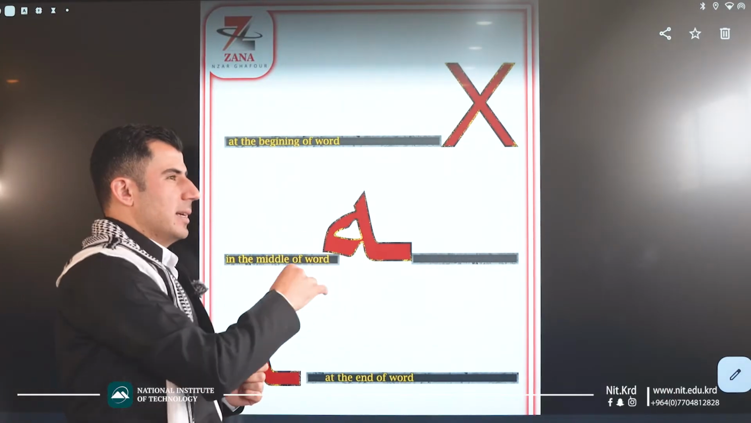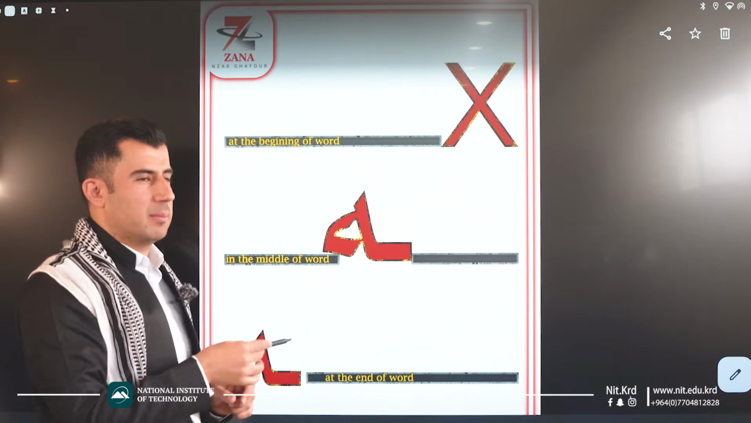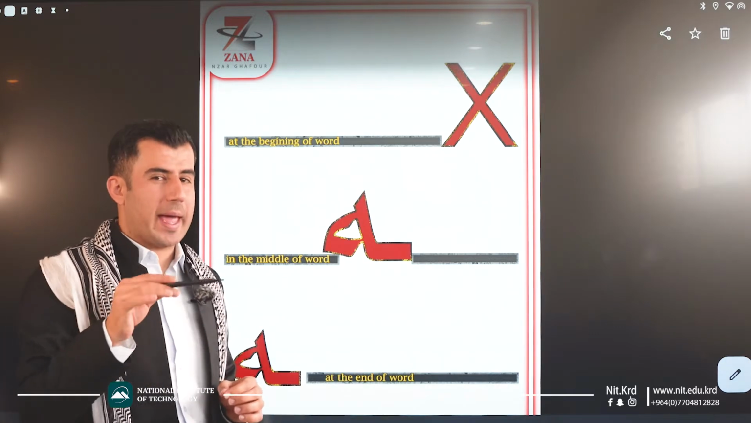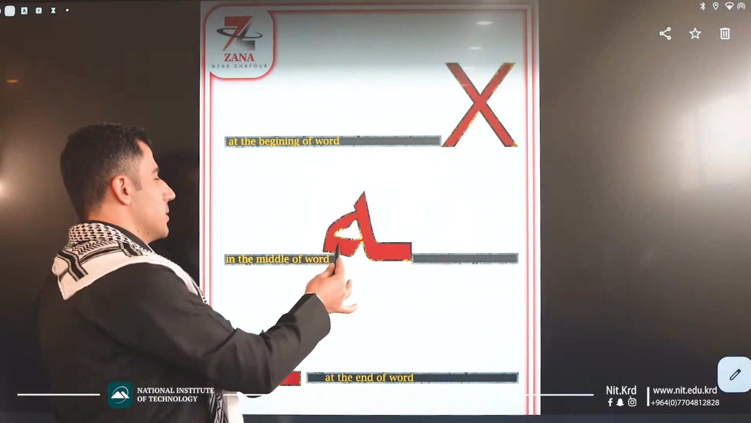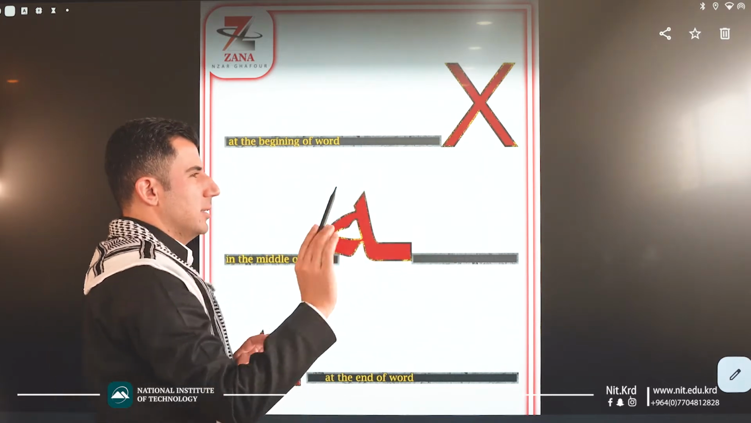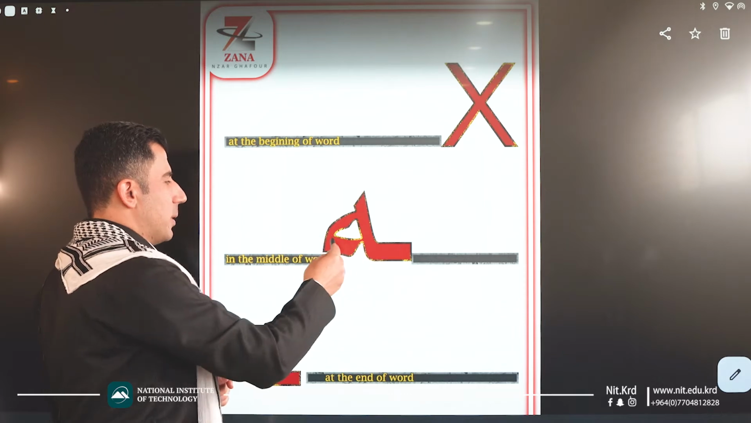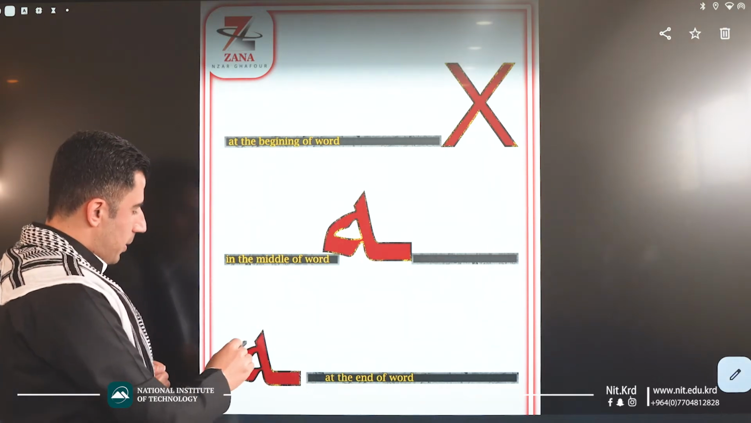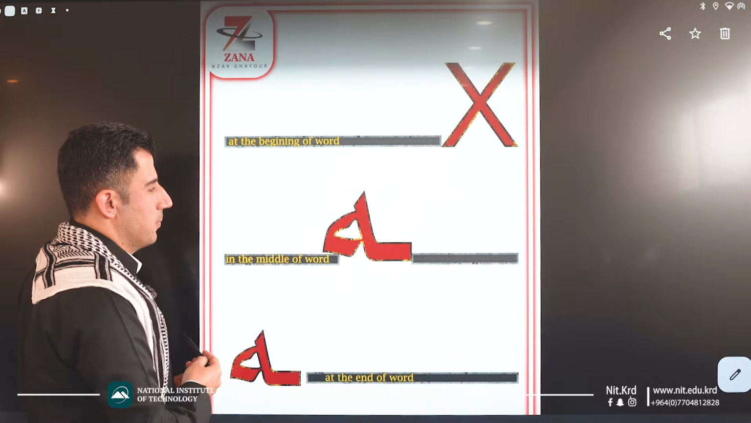This one is... In Kurdish we say bzwen. In English, we do not have it at the beginning of the word. In the middle we have to write it like this, and at the end we have to write it like this.